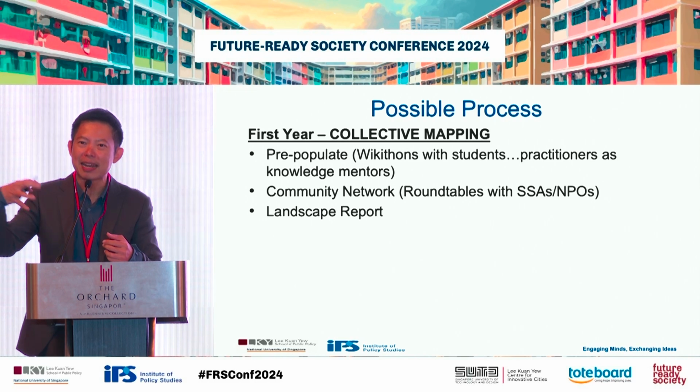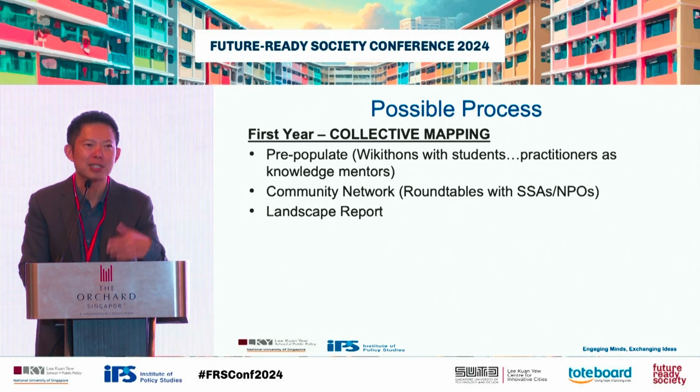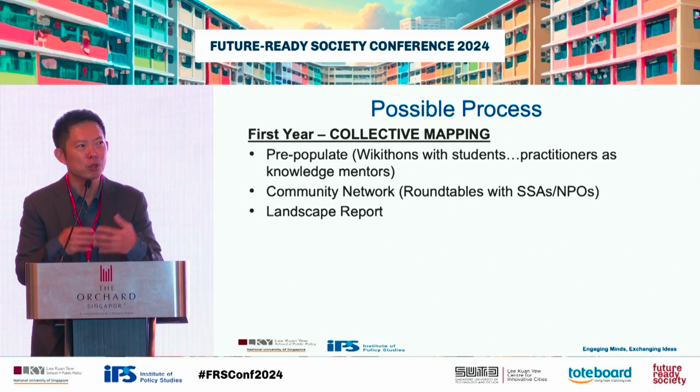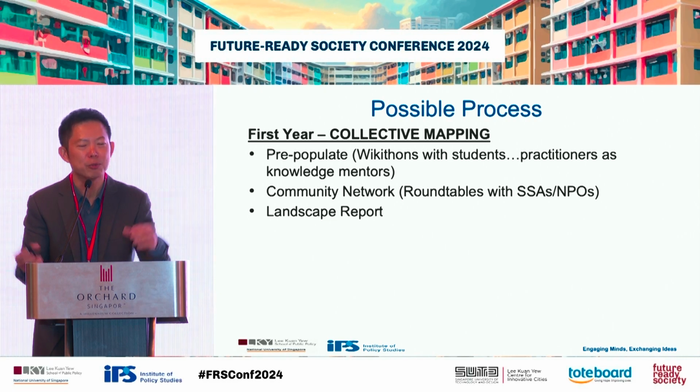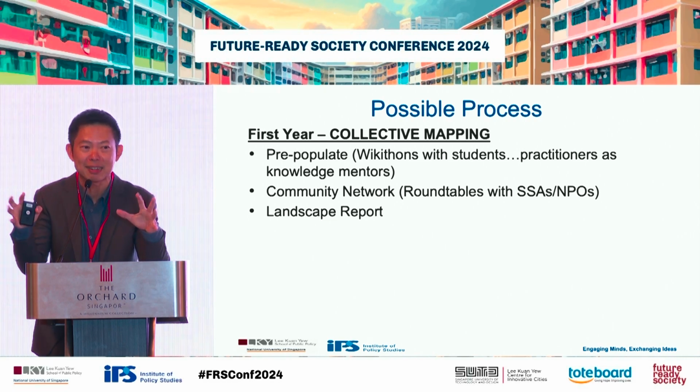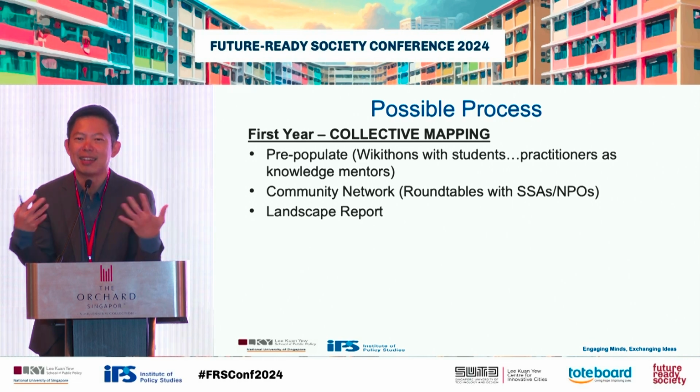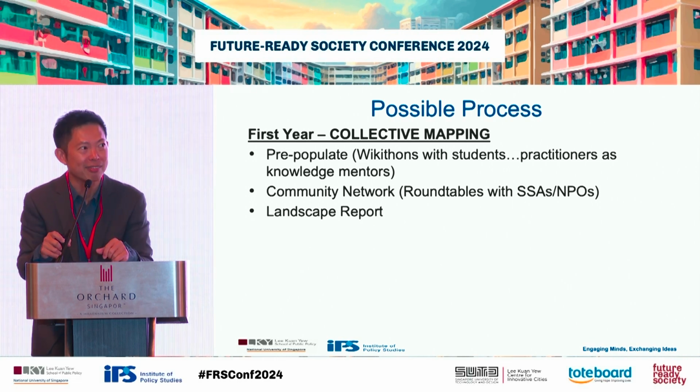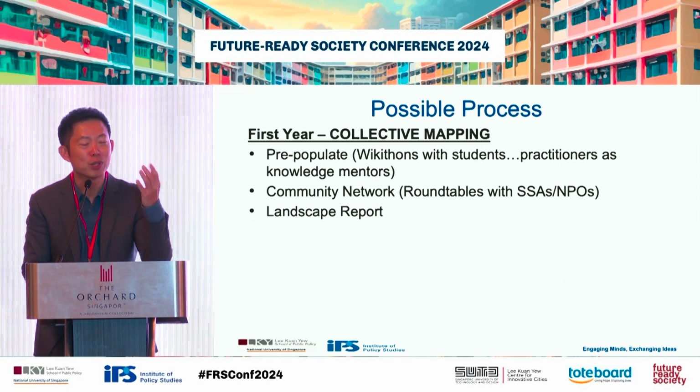The practitioners lend their ground knowledge, the students can access journal articles or whatever. And then we'll host a community network. And we say, okay, we found all this from our students populating this stuff. What did we miss and what did we get wrong? Tell us. Okay, then transparent about your ignorance, right? And then we can have a landscape report.